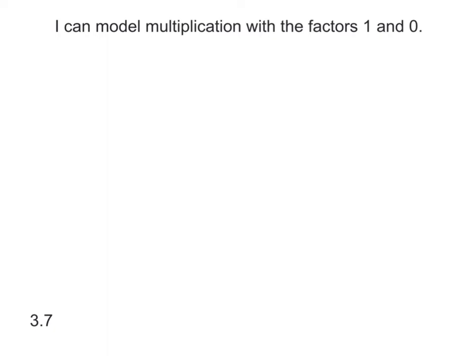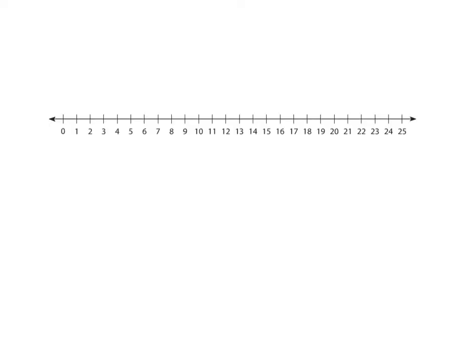I can model multiplication with the factors 1 and 0. So in this lesson, we're going to multiply with 1 and 0. Let's review by skip counting. Let's skip count by 4s.